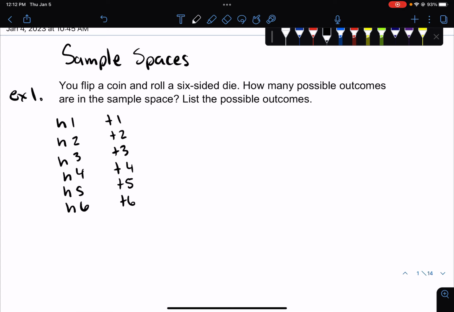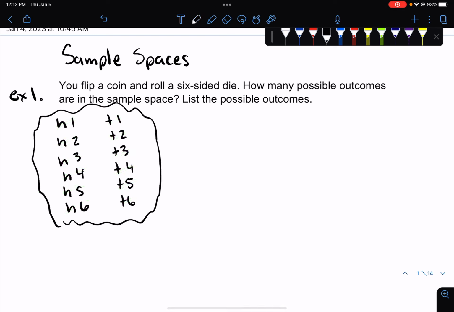And this is one way to list them. Some people like to draw little diagrams or tree charts. This is the way I prefer to do it, which is just to make a list of all the different outcomes that you get. When it says how many are there, well, I just count them: 1, 2, 3, 4, 5, 6, 7, 8, 9, 10, 11, 12. So this is called my sample space. All the different outcomes, that list of all the possible outcomes, is called my sample space. The number of outcomes in this case was 12.